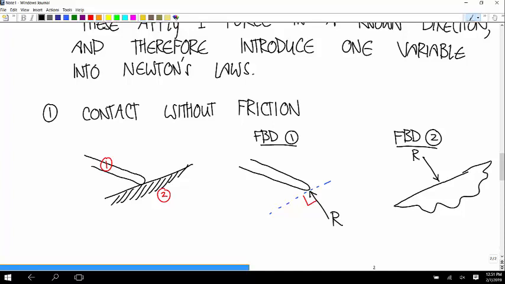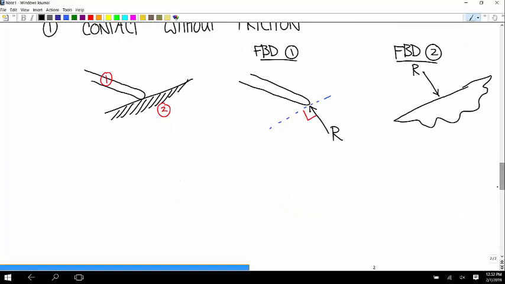And so when I said that all of these in joint category 1 introduce one variable into Newton's laws, the variable here is r. There's no way to get around having an unknown variable r put into your equations. And that r is going to be whatever is required for this thing not to be accelerating. If anyone has any questions about these, feel free to ask.